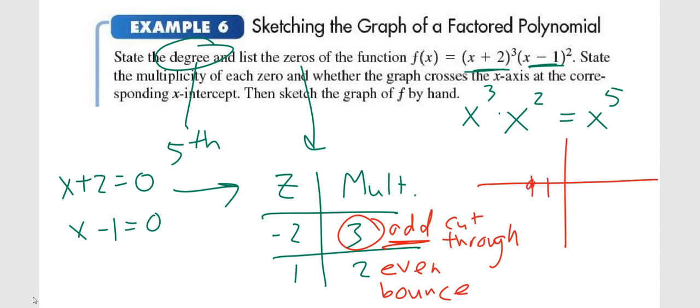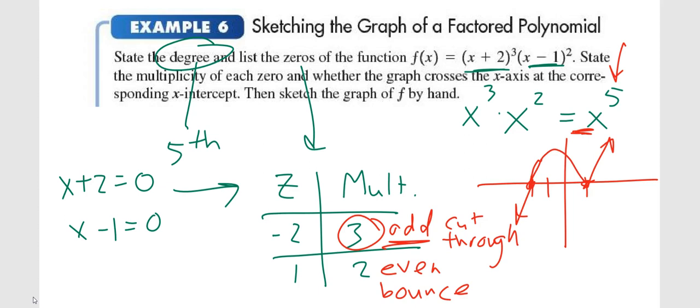And you got a -2 over here, and we got a +1. Since it's got a leading coefficient of +1, we know the right end behavior is up. Since we know that we're talking about an odd degree, we know that the other side is opposite. Now, the -2 is the one that cuts through the axis. And the bounce occurs over here.